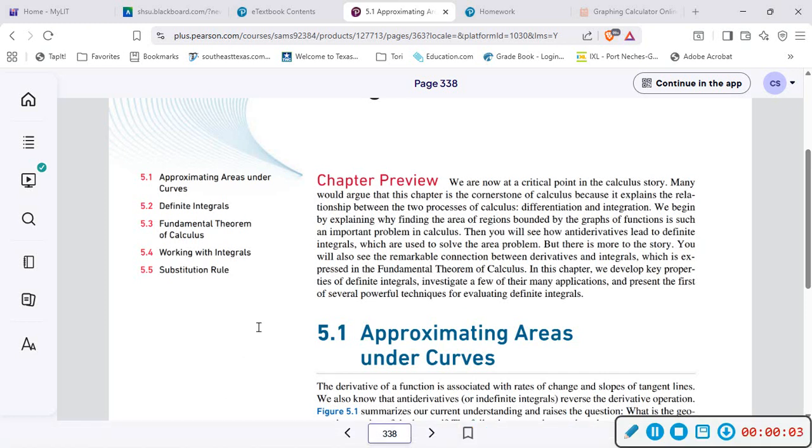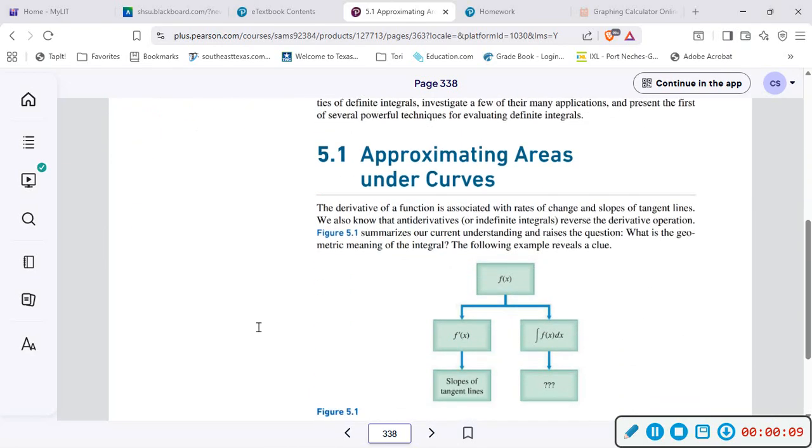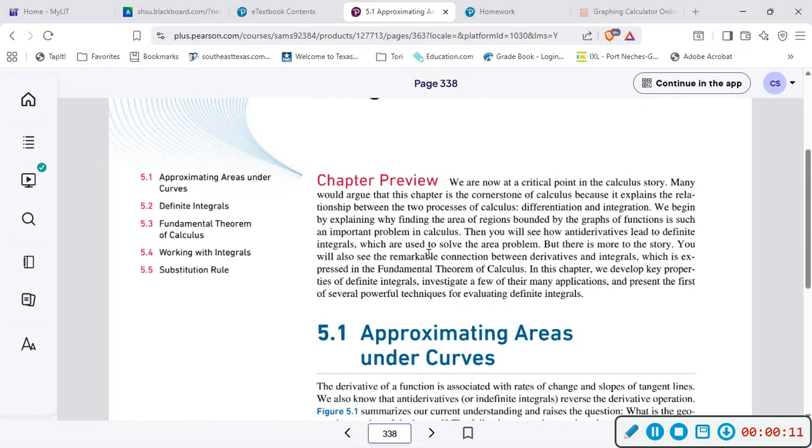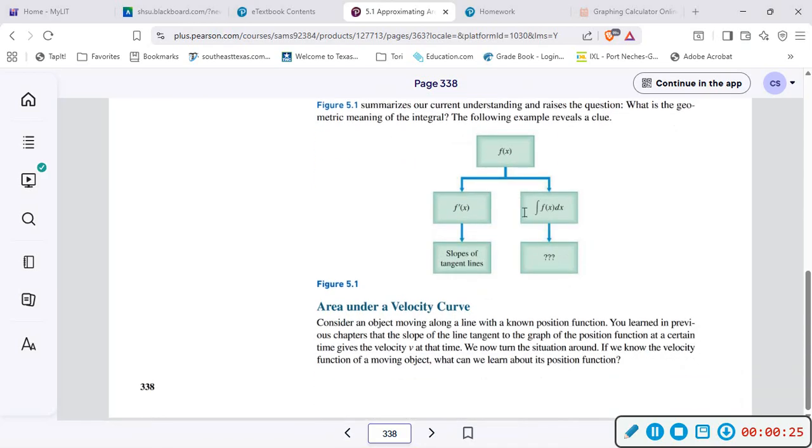All right, today we're going to be looking at section 5.1. This is approximating area under curves. It begins with a little introduction, and in this illustration, it shows us a relationship between the original function f of x. We take a derivative. The derivative tells you the slope of the tangent line, but what does the integral tell you? So it just leads us into this.